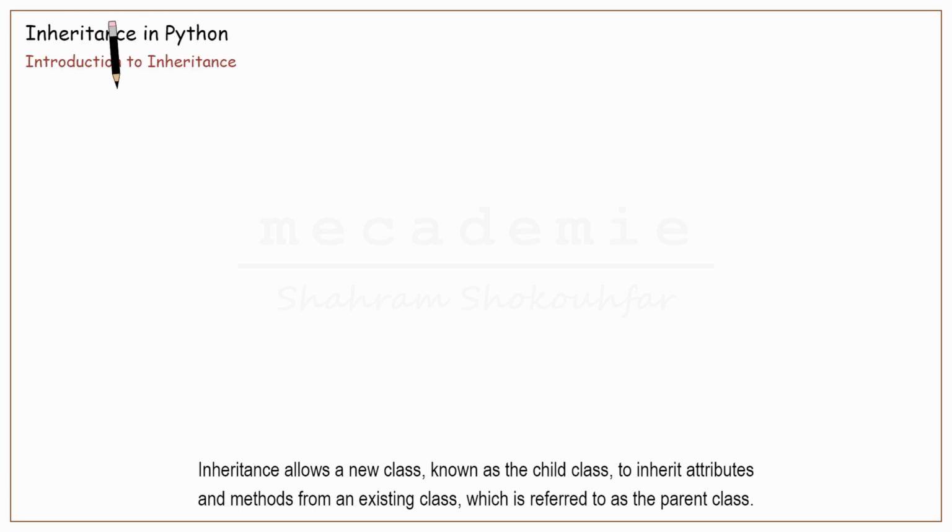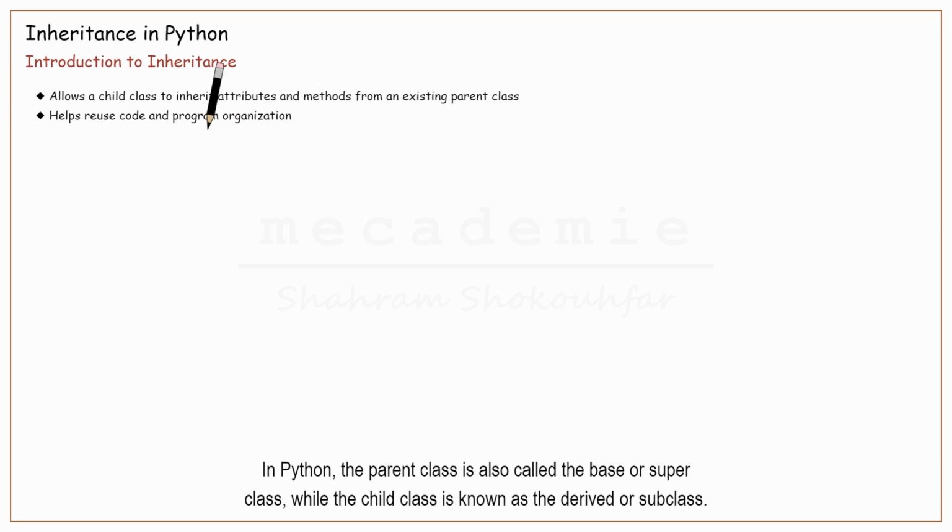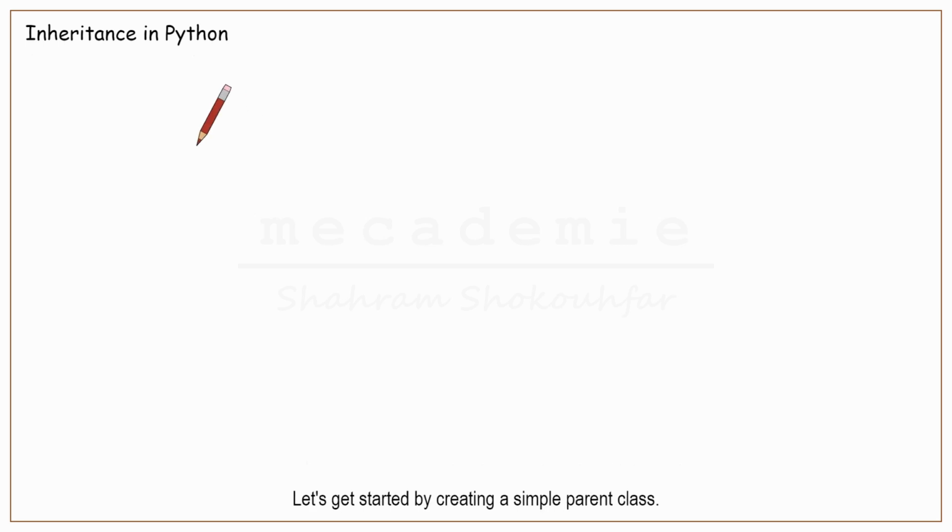Inheritance allows a new class, known as the child class, to inherit attributes and methods from an existing class, which is referred to as the parent class. This helps us reuse code and makes our programs more organized. In Python, the parent class is also called the base or superclass, while the child class is known as the derived or subclass. Let's get started by creating a simple parent class.